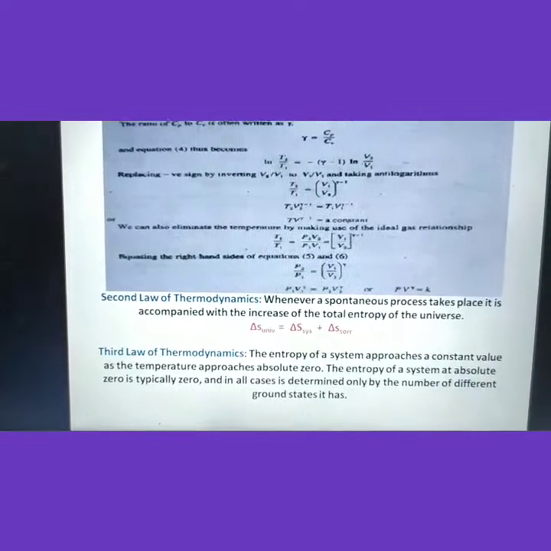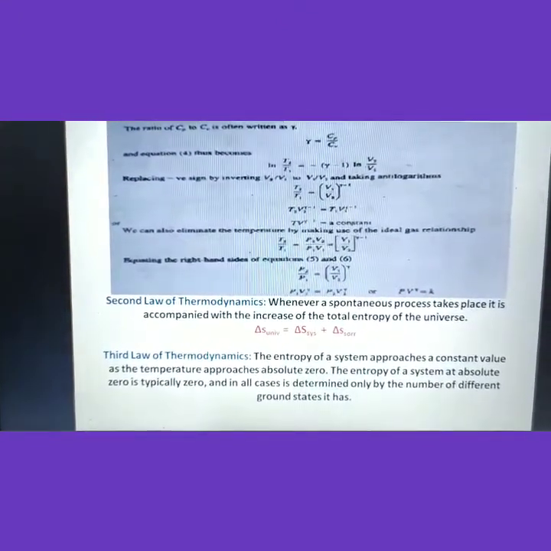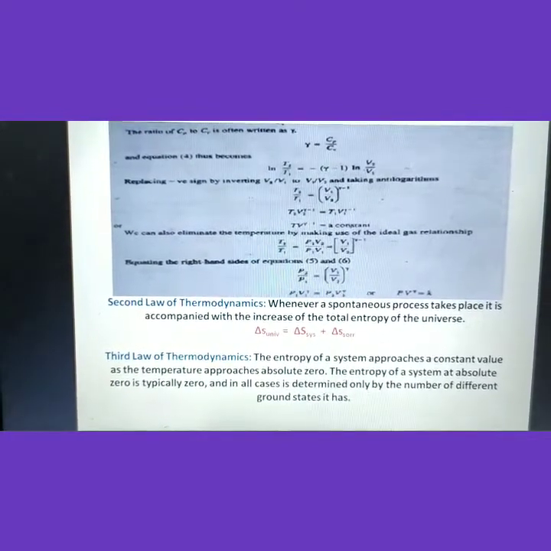And that's the overall discussion of the Joule-Thomson effect, some derived equations, the adiabatic expansion of ideal gases, and the second and third law of thermodynamics.